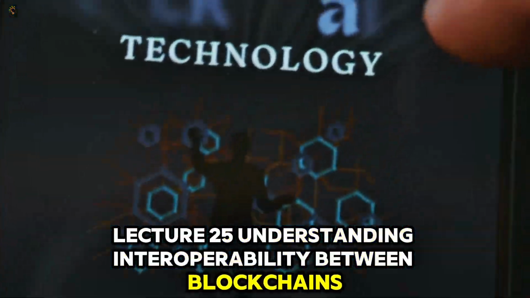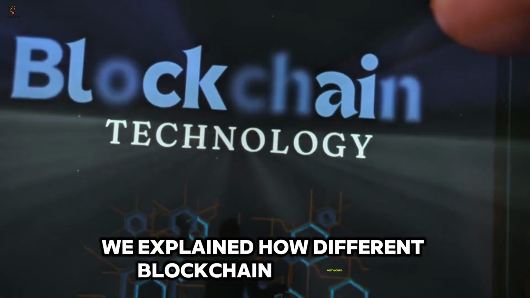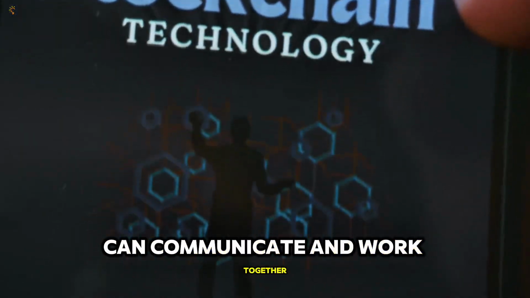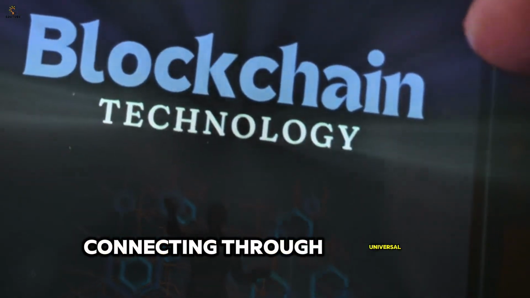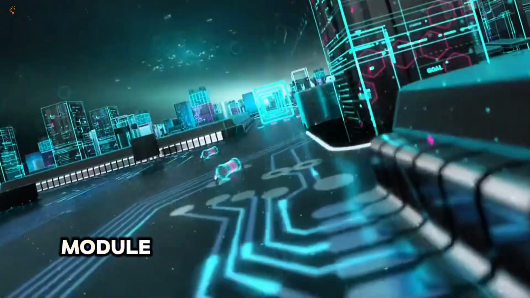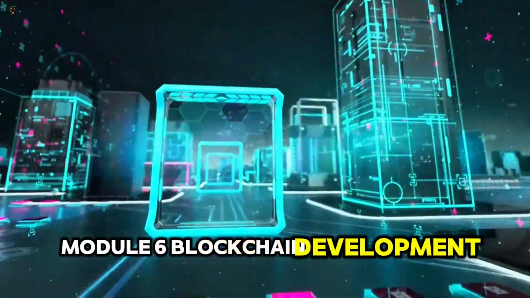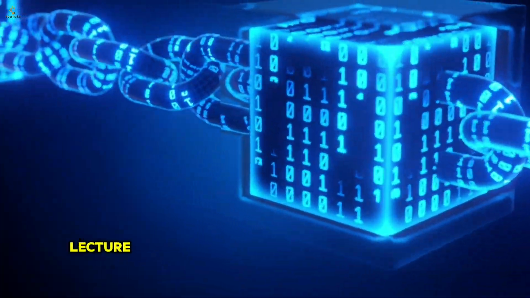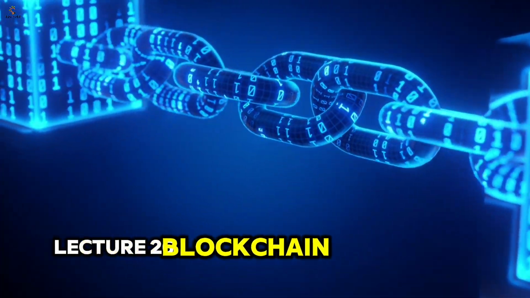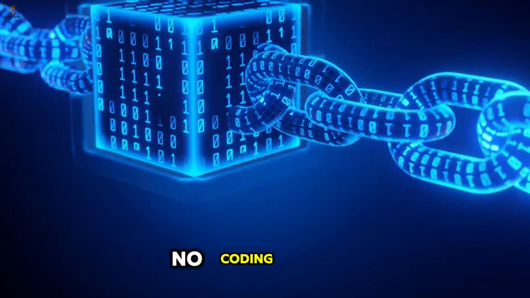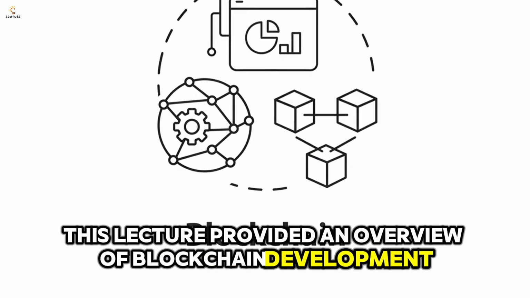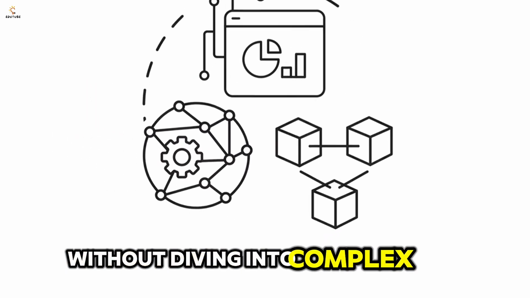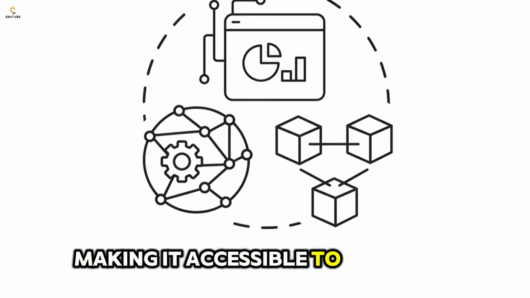Lecture 25, Understanding Interoperability Between Blockchains. We explained how different blockchain networks can communicate and work together, much like different smartphone operating systems connecting through universal standards. Module 6, Blockchain Development and Future Trends. Lecture 26, Blockchain Development Basics, No Coding Focus. This lecture provided an overview of blockchain development concepts without diving into complex code, making it accessible to everyone.